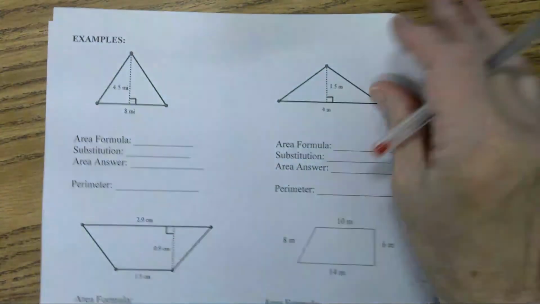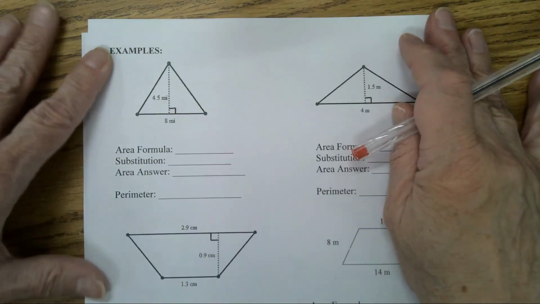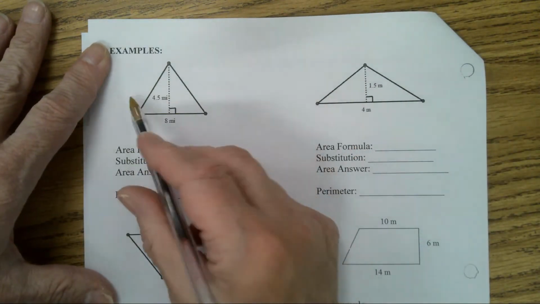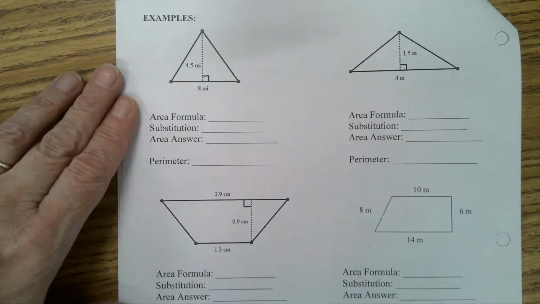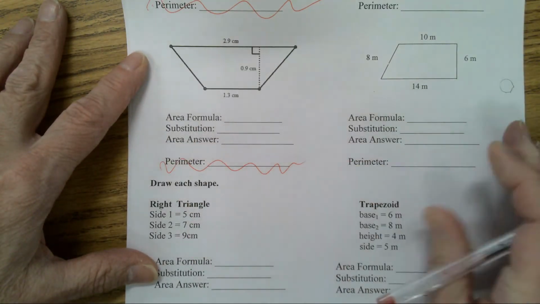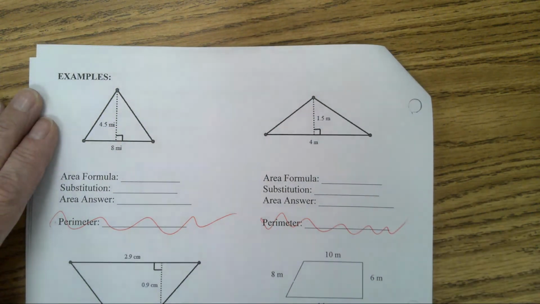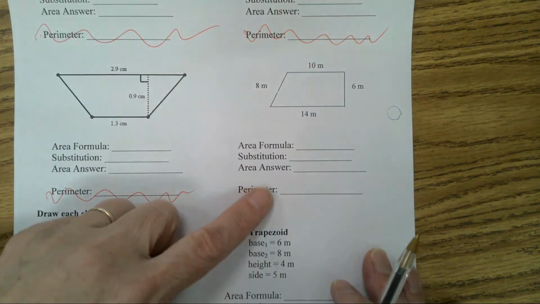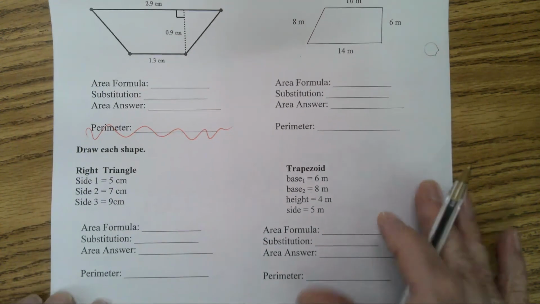Okay, so now what I have here are some problems for you to practice on. Okay, in this example, let's not do the perimeter because they don't have sides for the perimeter, do they? Now, let me put this on pause. On this problem, I don't want you to do the perimeter. On the trapezoid, we're not going to do the perimeter today. On this problem, we're not going to do the perimeter. This one, you can do the perimeter. And a right triangle.